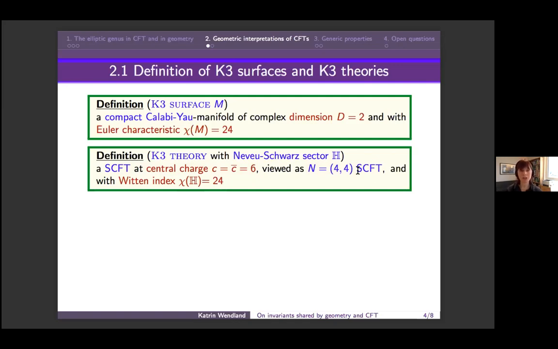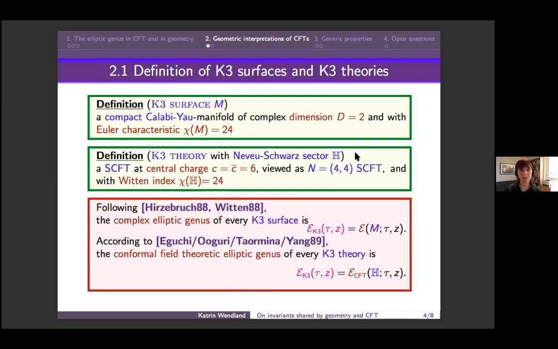Okay, so these are the two settings in which I want to apply the elliptic genus, and it won't come as a surprise to you if I tell you that now for those K3 surfaces, the complex elliptic genus actually agrees with the function EK3 that I introduced at the beginning. And for the conformal field theories, if we focus on K3 series, all K3 series have as their conformal field theoretic elliptic genus the function EK3. And if you've forgotten what it was, here's again the definition of that function.